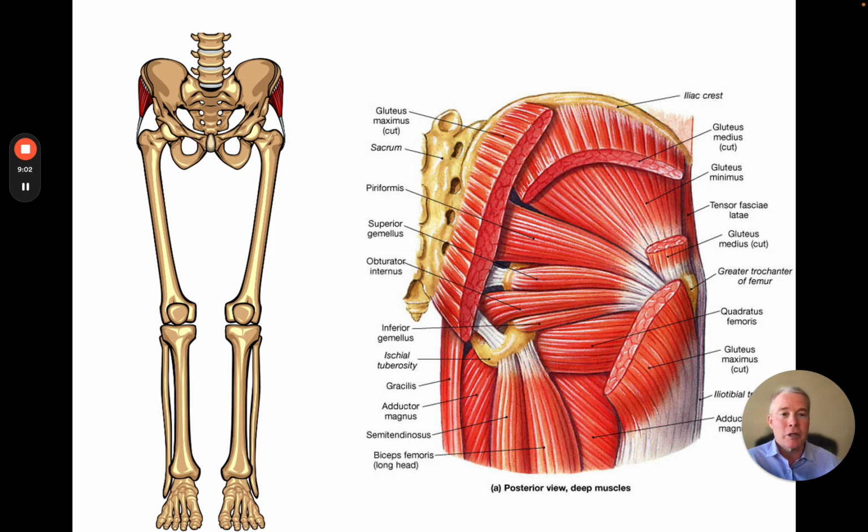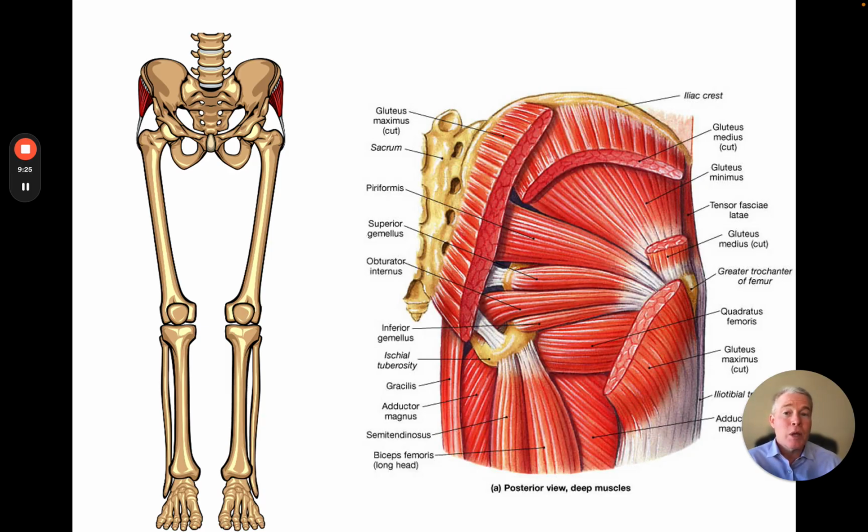If we look at the gluteus medius here, we can see that it comes off of the iliac crest and comes down onto the greater trochanter. So when that muscle, here it is again, off the iliac crest and onto the greater trochanter, contracts, it pulls on the greater trochanter, which pulls the femur laterally, which helps to maintain that frontal plane alignment.